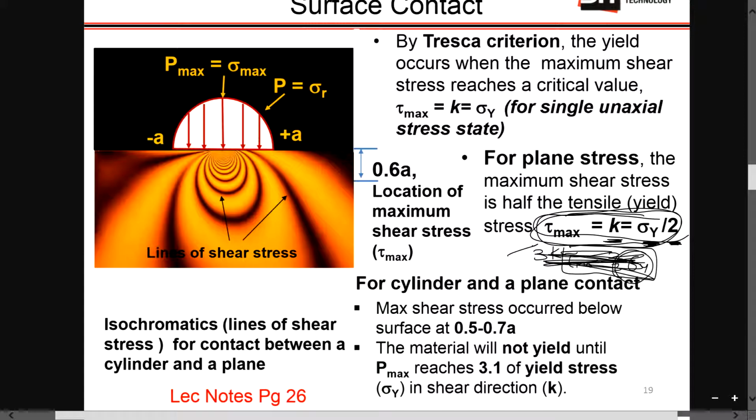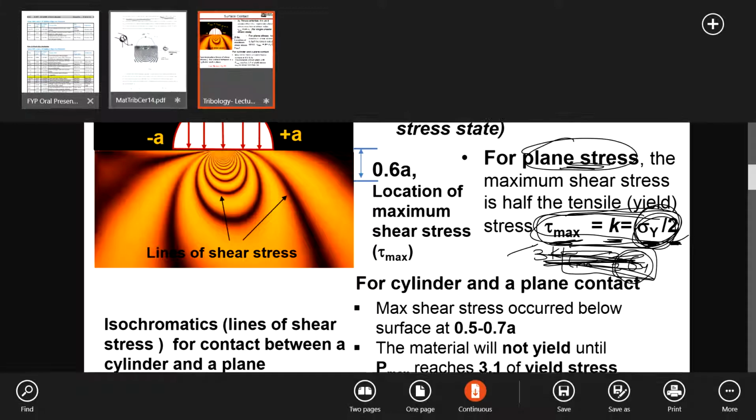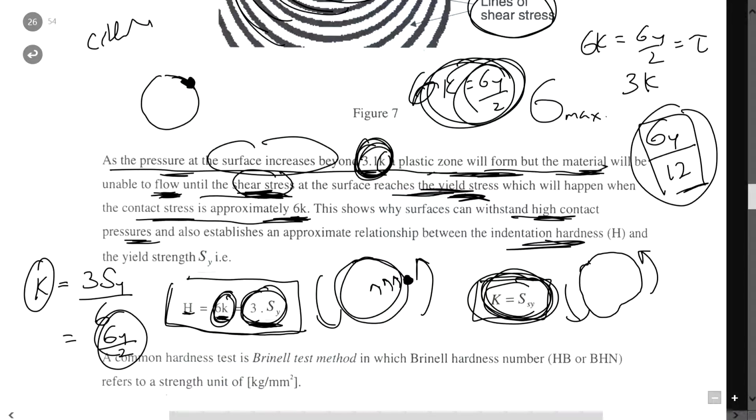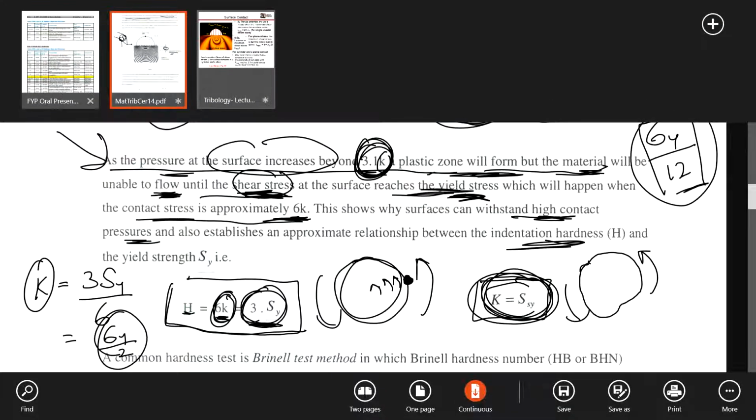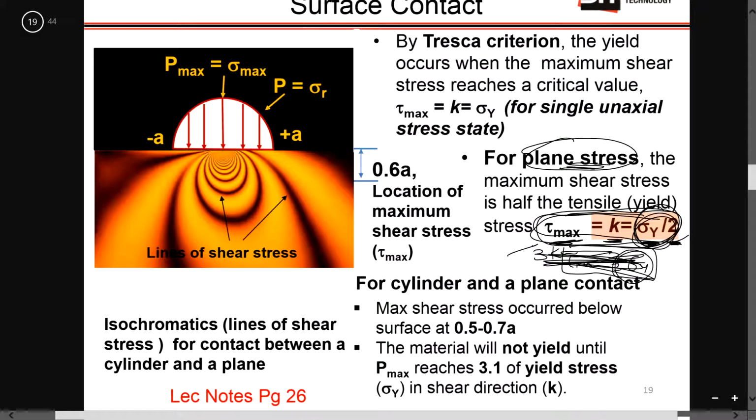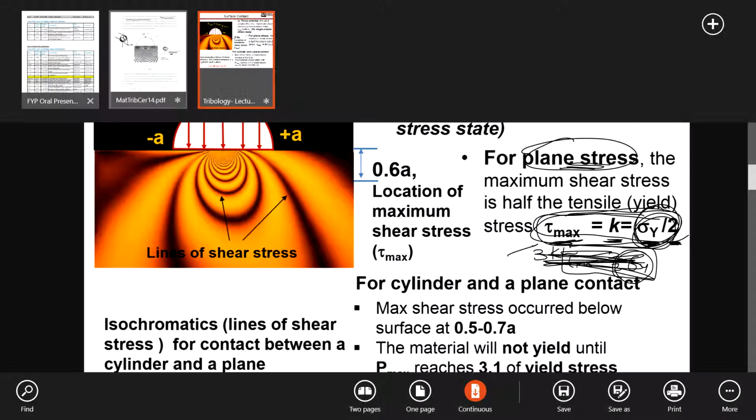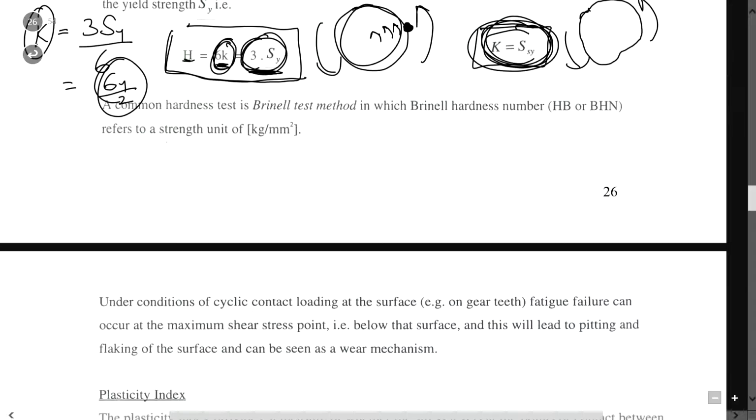Alright, so for plane stress, take note of the word plane stress, your maximum shear is yield stress divided by 2. So there will be a confusing part all along over here. That's the thing, but never mind. You just need to know that the maximum shear stress is this one. Important. And then next we will talk about the Brinell hardness test method in the next video.